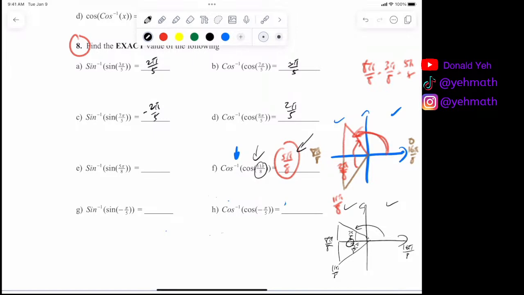5 pi over 8. Let me see. 5 pi over 8 is 3 pi over 8. Negative pi over 5. Pi over 5.